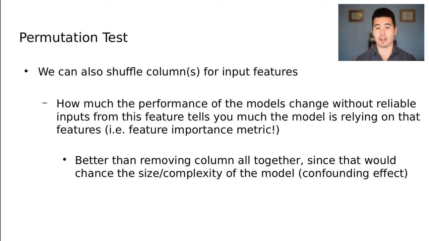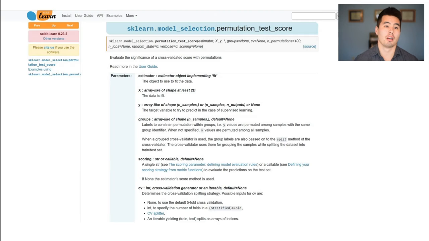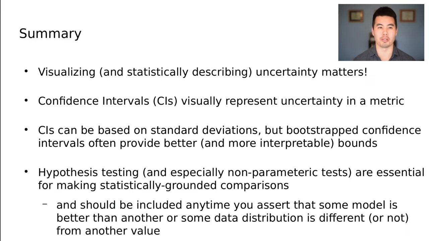And this is nice because, again, you maintain the distribution of the input data. If it's highly biased or skewed one way or the other, you still capture that. And you also still remain with a model of the same size and complexity. It's not like you're removing inputs to your model, which would make you have to change the whole model itself and add even more confounding effects to figuring out how important this feature is. That permutation test is again implemented in scikit-learn for those of you interested in using this to find out feature importance, which is I think a very fun thing to do in these finals.